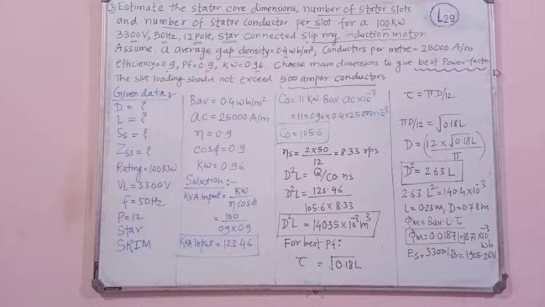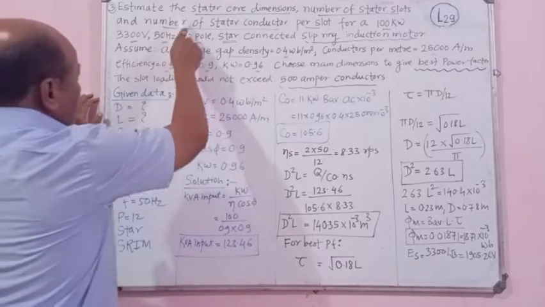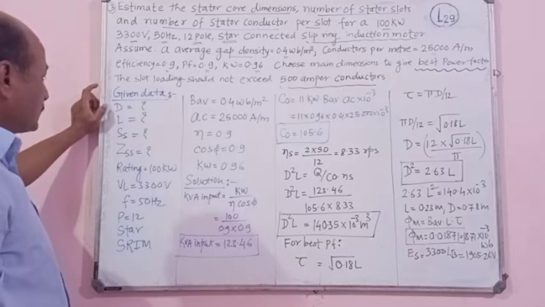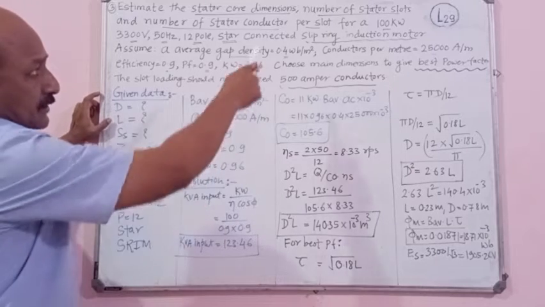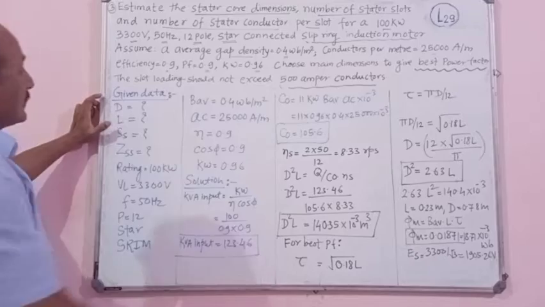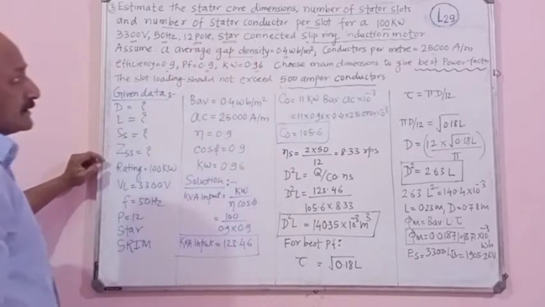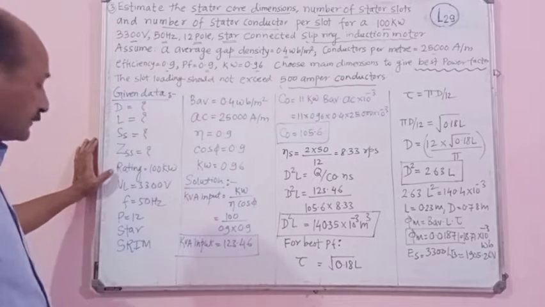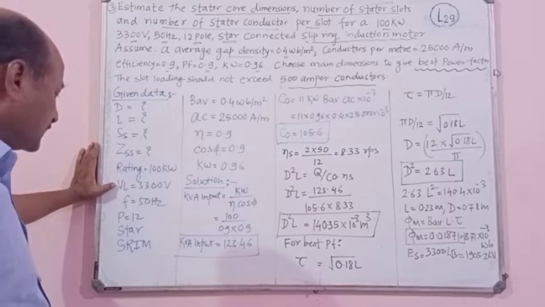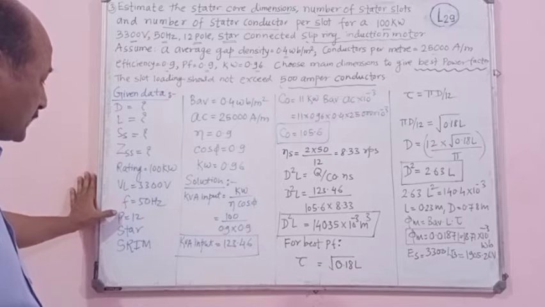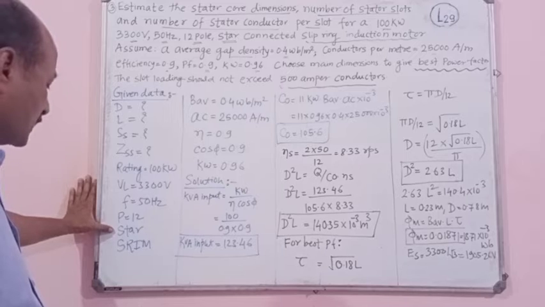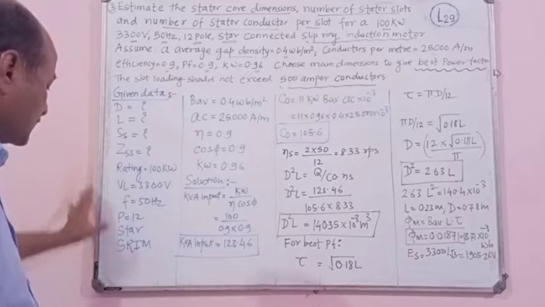Next step is to collect the data given. So what is given? Estimate the stator core dimensions, meaning capital D and capital L, the number of stator slots, that is SS, and the number of stator conductors per slot, that is ZSS, for the 100 kilowatt rating given. VL equals 3300 volt, frequency equals 50 hertz, number of poles equals 12. The slip ring induction motor is star connected.